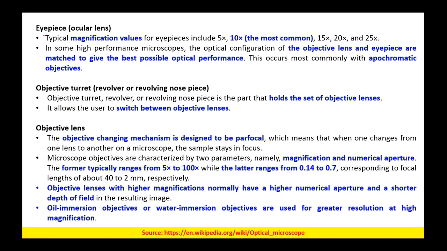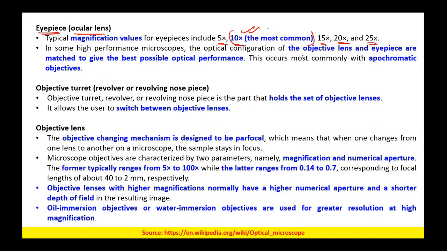Then, as I told you, eyepieces are also regarded as the ocular lens, and usually we have 5x, 10x, 15x, 20x, and 25x eyepiece lenses. However, the 10x eyepiece lens is the most common.